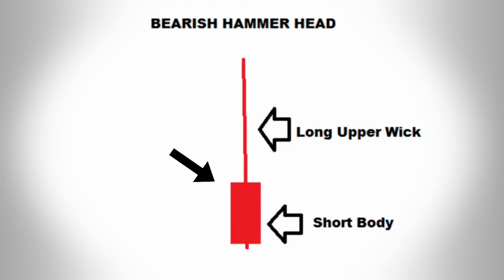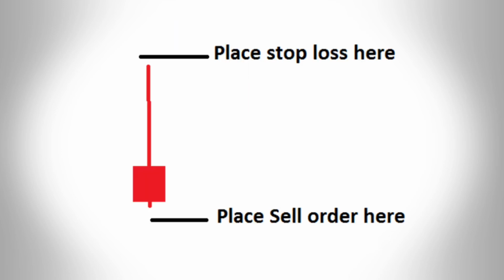The reason is that after the price opened, the buyers tried to push it up, hence the long upper wick. However, the sellers stepped in and pushed the price down, forcing it to close lower than the opening price, so the sellers had the upper hand. When you see a bearish hammerhead, you can choose to short sell the market by placing a sell order below the lower wick and placing your stop loss above the upper wick.